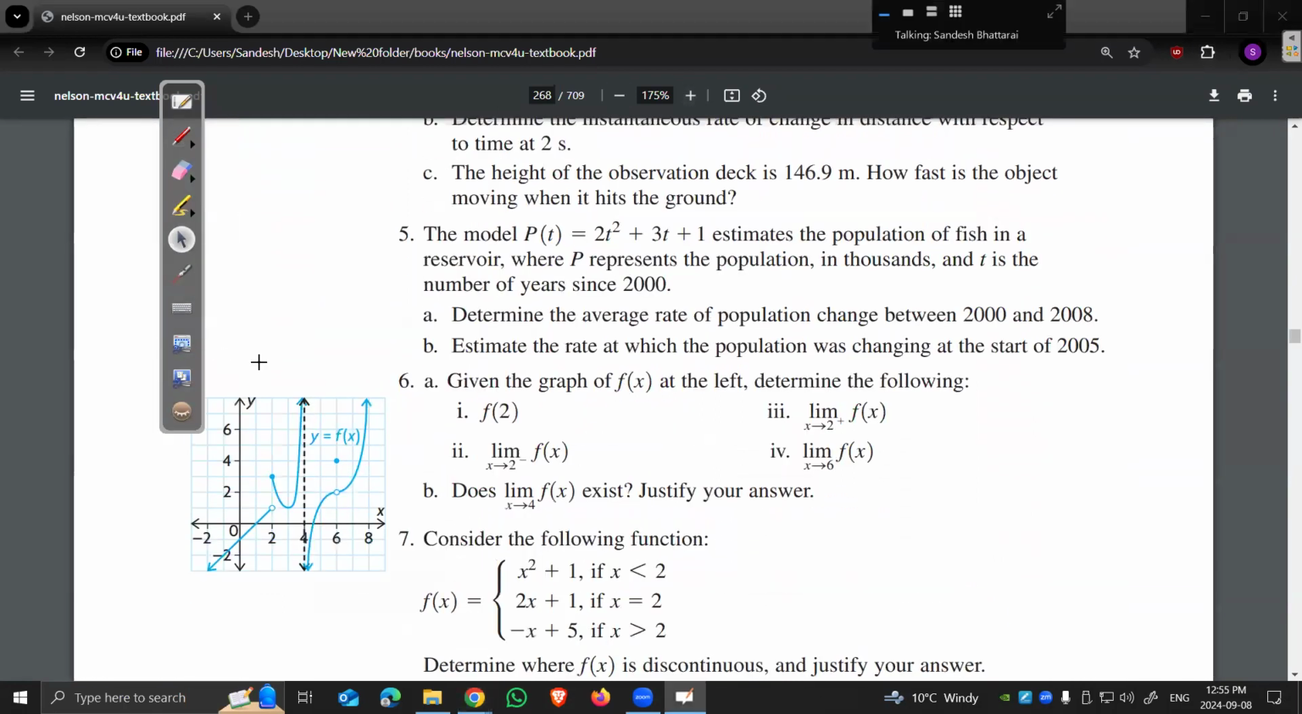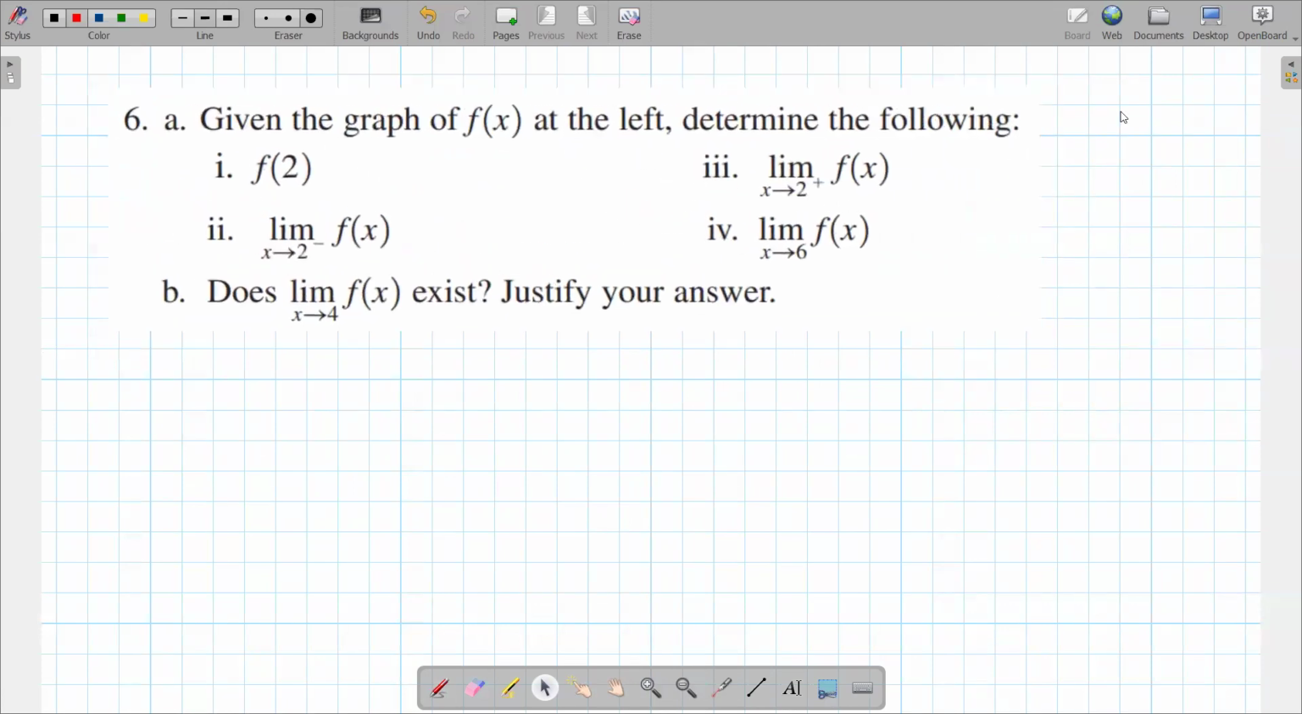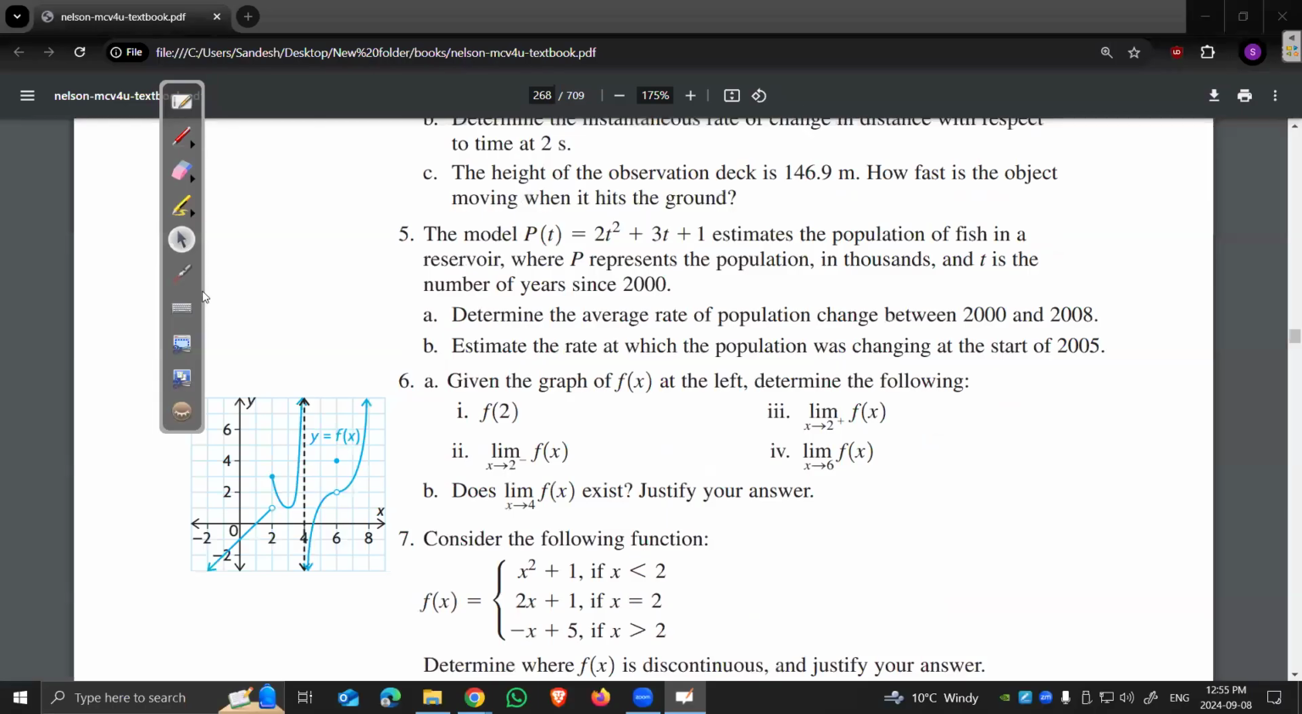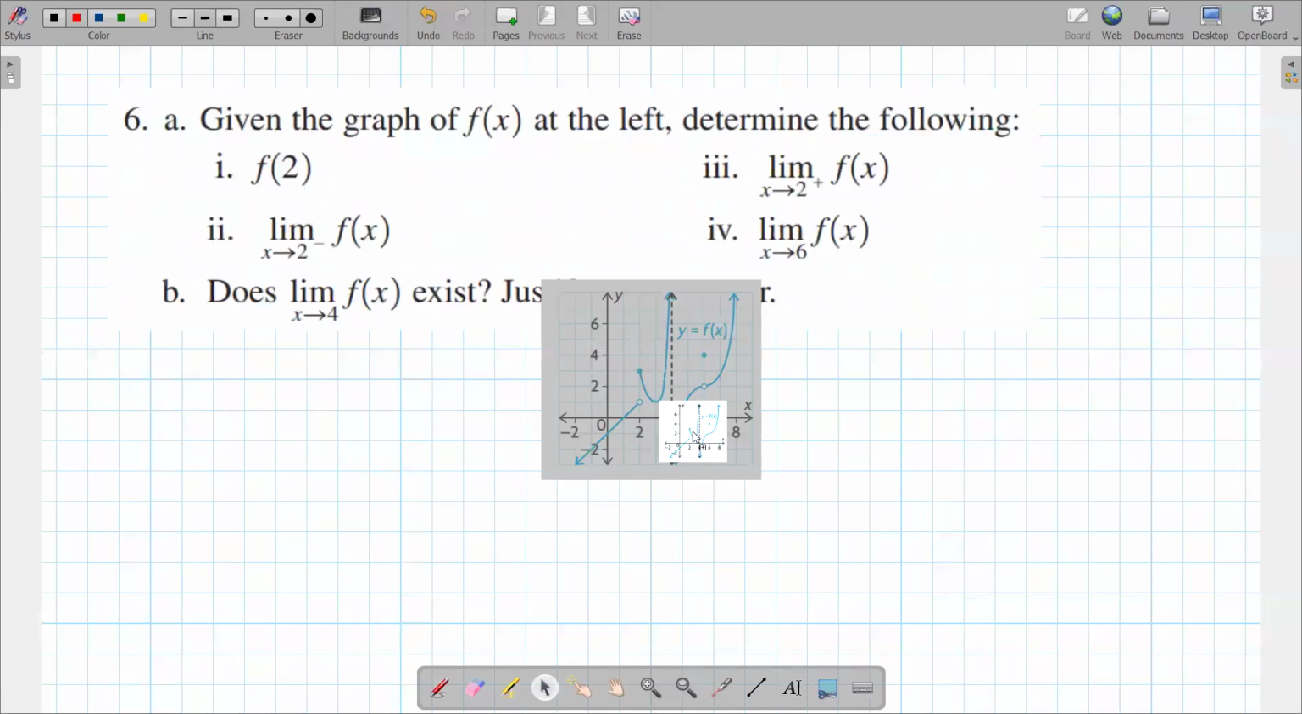Now let's try this one. Limits. These are also 10-second answers. If you see it, you see it. Otherwise, we're going to be stuck.